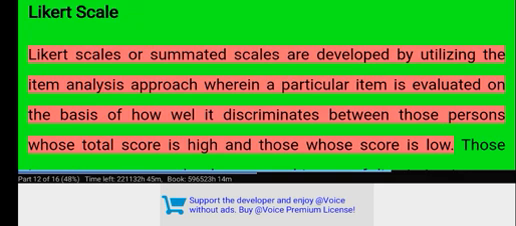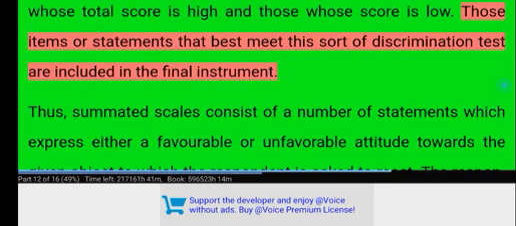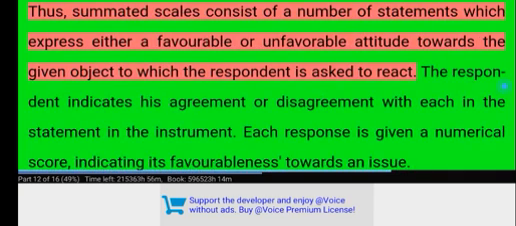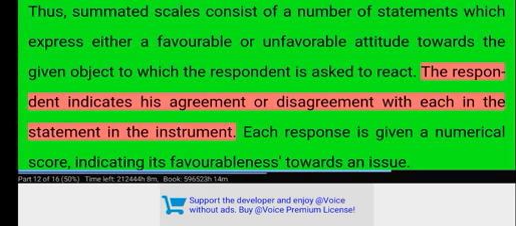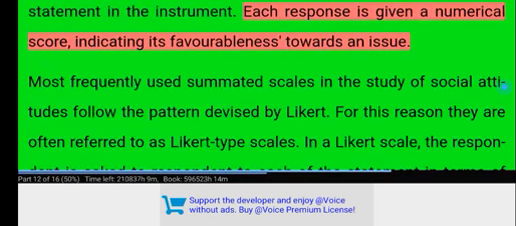is evaluated on the basis of how well it discriminates between those persons whose total score is high and those whose score is low. Those items or statements that best meet this sort of discrimination test are included in the final instrument. Thus, summated scales consist of a number of statements which express either a favorable or unfavorable attitude towards the given object to which the respondent is asked to react. The respondent indicates his agreement or disagreement with each statement in the instrument. Each response is given a numerical score, indicating its favorableness towards an issue.